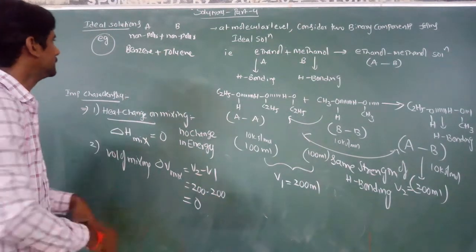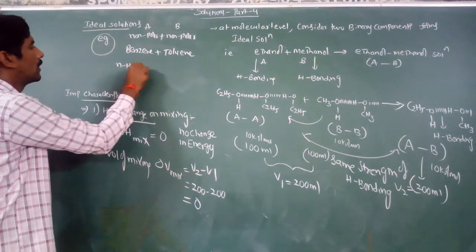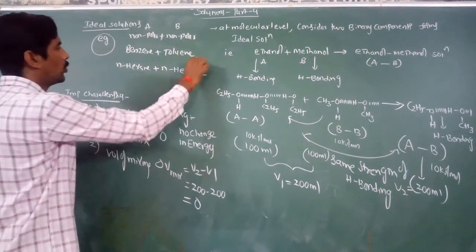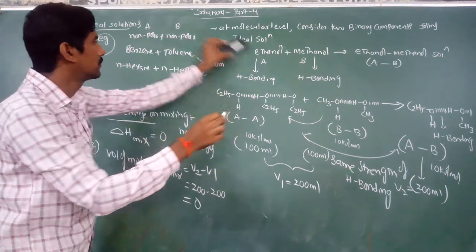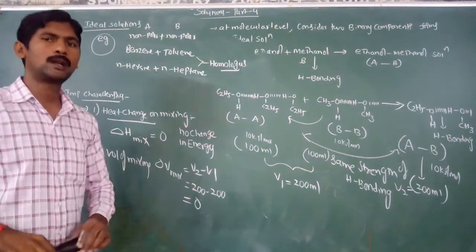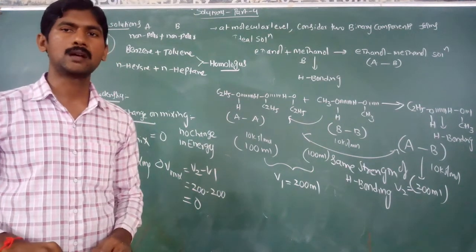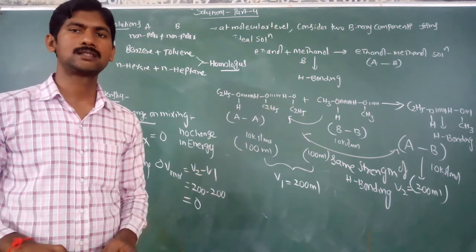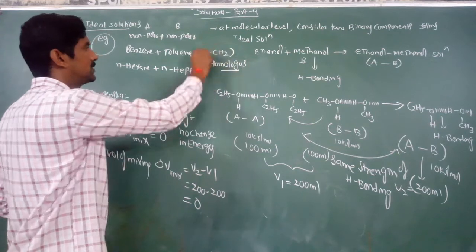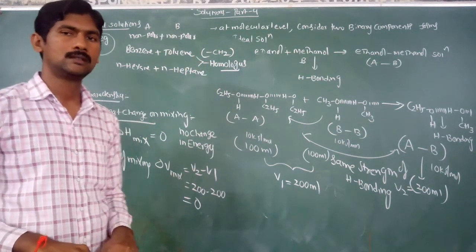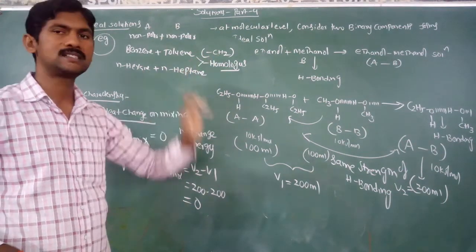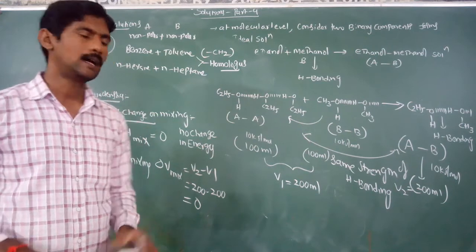So benzene and toluene, n-hexane and heptane. These are homologous. Generally, homologous series non-polar components can form ideal solutions. Homologous means differing by a CH2 unit. Benzene and toluene differ by a CH2 unit. N-hexane and heptane differ by a CH2 unit. These can form ideal solutions.